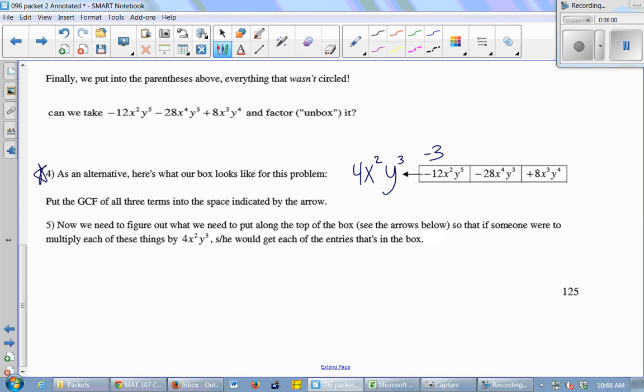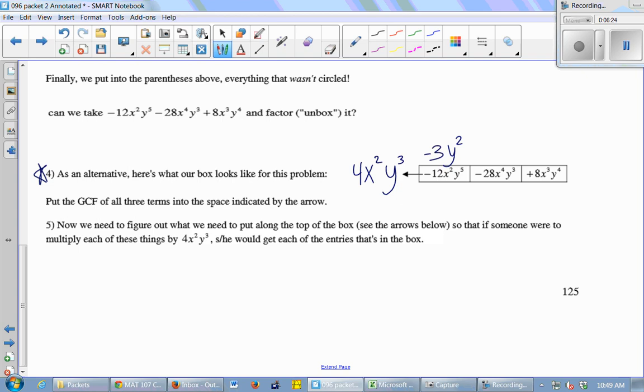What do you multiply x squared by to make x squared? 1. So I could put a 1 there, but it doesn't really matter, right? What do you multiply y cubed by to make y to the fifth? Y squared. And I didn't really need that 1 because multiplying by 1 doesn't change anything. So I think I might erase it and just put the negative 3y squared.